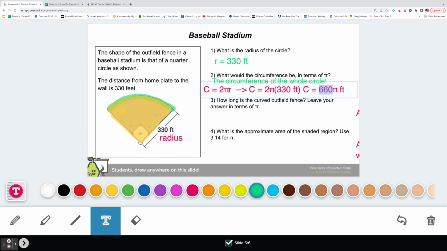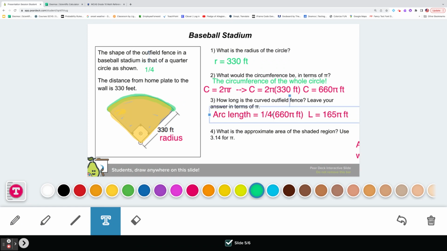Now it says, how long is the curved outfield fence? So how long is this green piece? Well, this green piece, because it is a quarter circle, think about what we mean by quarter. Quarter means 1/4, right? So all the way around a circle is 360 degrees. This has got to be 90 degrees, right? This is 1/4 of the circumference. So when we want to find the length of this curved fence, it's going to be 1/4 the circumference of the whole thing.